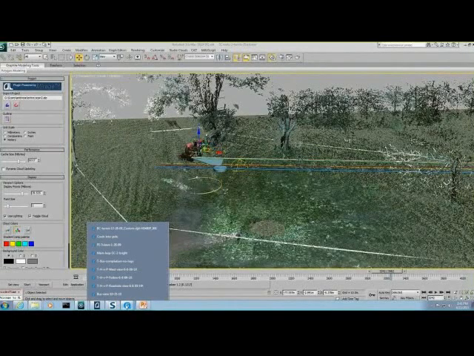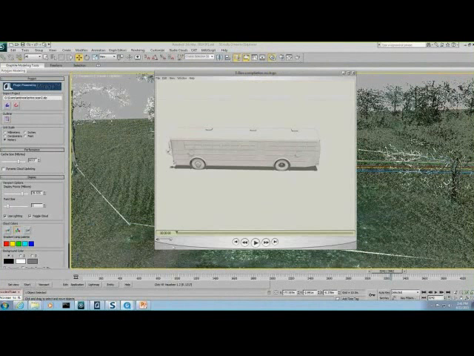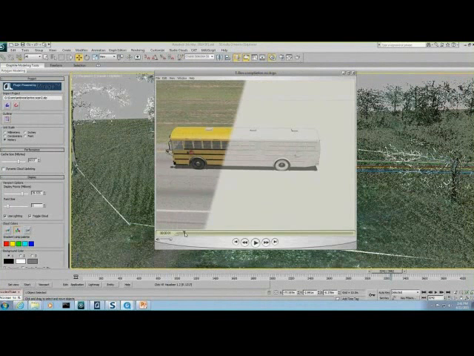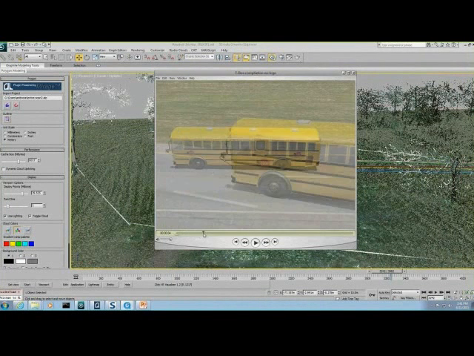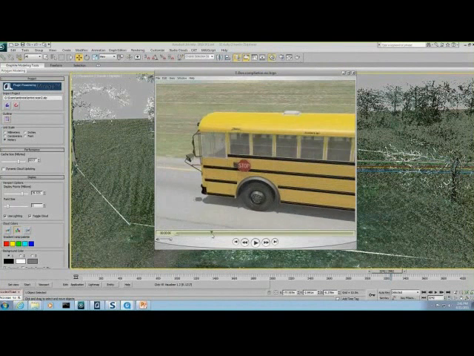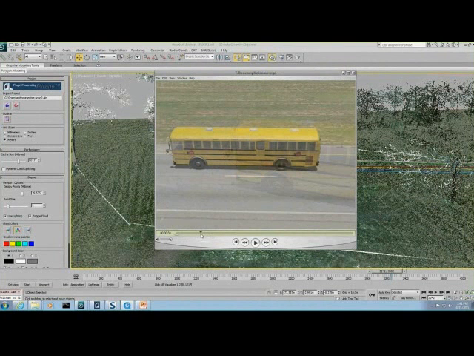Just a couple more examples. This was one, we had gotten this model from our friends SAI in Dallas, Texas. They had provided us with a conventional survey from a total station and asked us to construct this bus for a case they were working on.